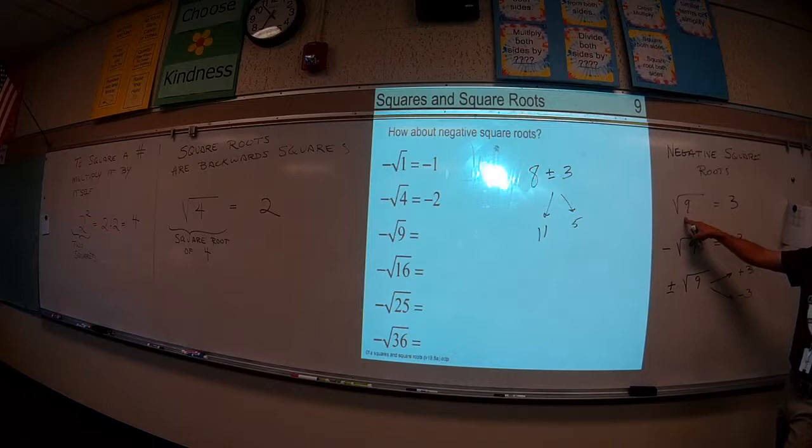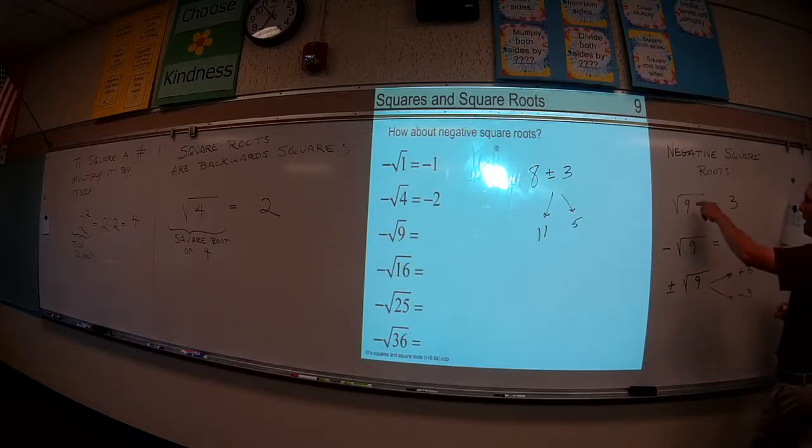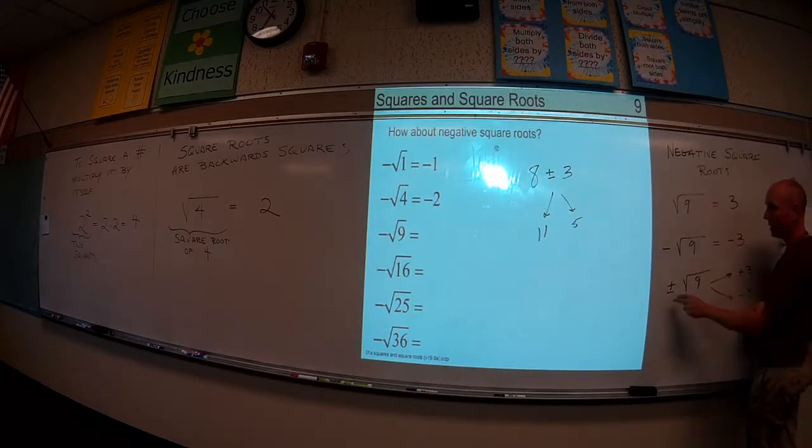So what's the square root of 9? 3. Here, what's negative square root of 9? Negative 3. So this is saying, instead of writing the thing twice, this is letting me write it all in one thing. This is saying, hey, what's the square root of 9 and what's negative square root of 9? It's a shorthand. It's a way of making it easier and quicker for me to write.